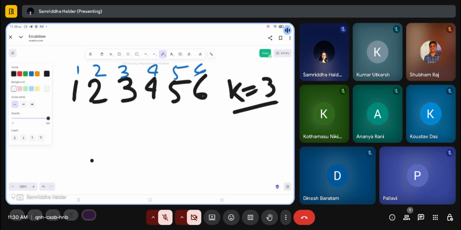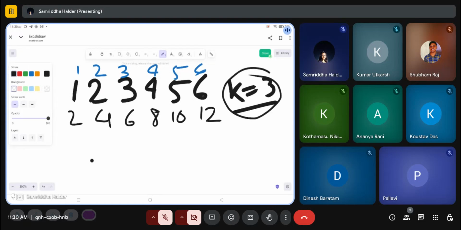Now, whatever function we are given, if we apply this on it, we will get 2, then 4, then 6. We are just adding the indices and the numbers at those indices. This is 8, this is 10, and this is 12. Now, here we have 6 distinct numbers, but we need 3. How do I do that?